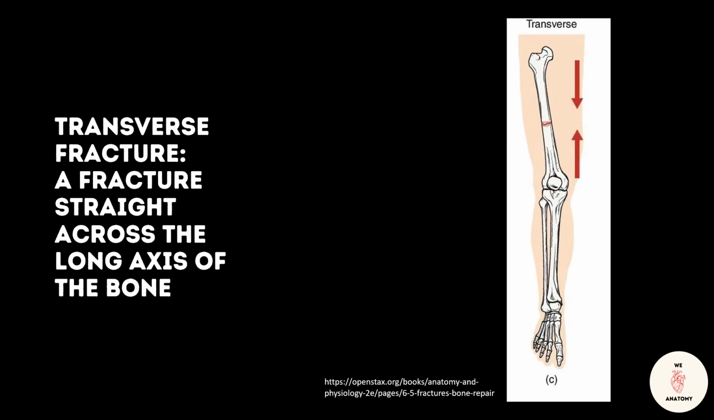This image shows a transverse fracture. This type of fracture occurs when the break is at a 90-degree angle to the shaft of the bone, which you can see here. The shaft goes this direction and the break goes that direction. So it's a perpendicular break.